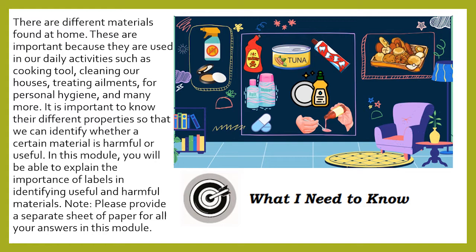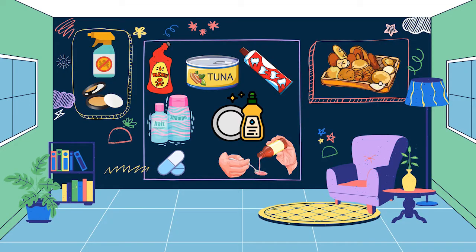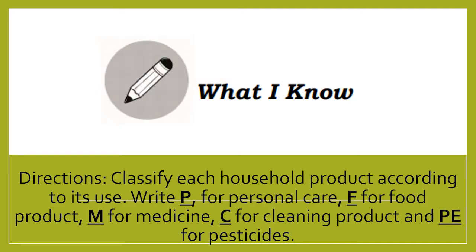Take note, please provide a separate sheet of paper for all your answers in this module. What you're seeing now in our Facebook feed are materials commonly found at home. Moving on with our discussion, first, let's check what you already know. And remember, use a separate sheet of paper in answering this activity. These are now the directions. Classify each household product according to its use. Write P for personal care, F for food product, M for medicine, C for cleaning product, and PE for pesticides.